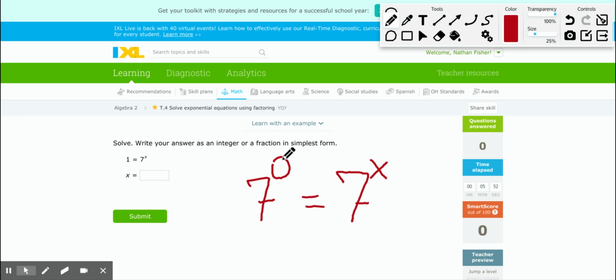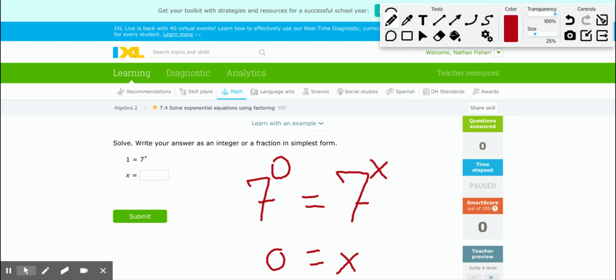Equals, and then on the other side, I have 7 to the power of x. In this case, I have no distribution or anything like that in the exponent, so I can go to step 3, set the exponents equal. So on the left side, that's a 0, equals, and on the right side, I have an x. So x must equal 0. Let's try that and see what we get.